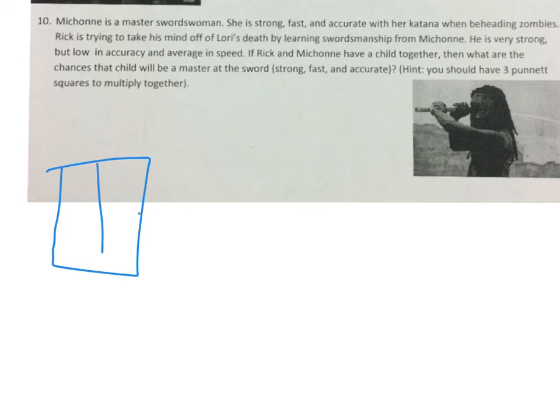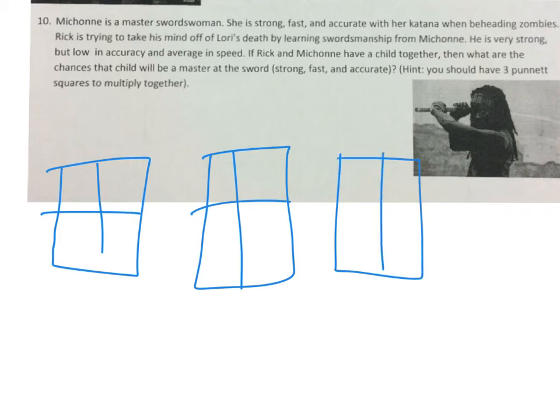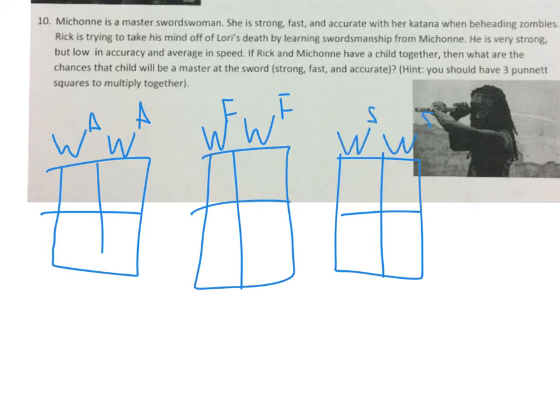So 1, 2, these are not squares, that's okay. Punnett rectangles, 3. Okay. So Michonne is awesome at everything. We're going to put her on the top because that's an easy one to think of. So her weapons ability. She is accurate. She is fast. And she is strong. It's an S. Okay? She's great. Rick, now we're going to go through each of these traits. I'm keeping my letters separate.